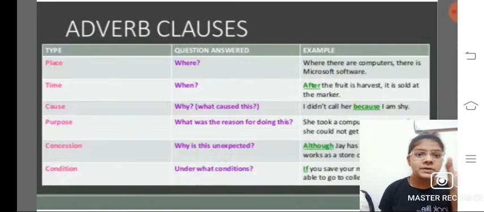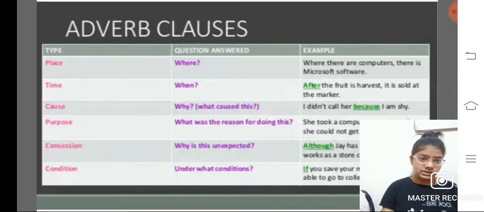When there is place, there must be a question like where. If time, the question answered should be when. If there is cause, the question answered should be why. If there is purpose, the question answered should be what was the reason for doing this. If there's concession, then why is this unexpected? It should be expected, right? If it is condition, then under what conditions, right? So these questions should be answered.